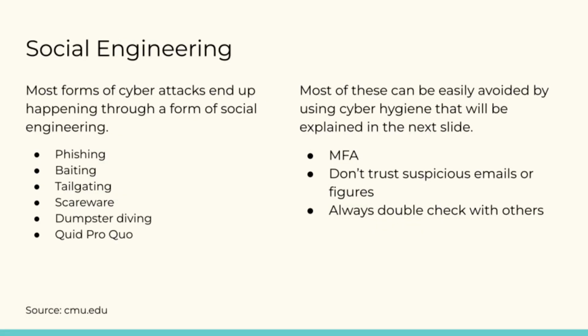Social engineering. Most forms of cyber attacks end up happening through a form of social engineering. Phishing, using fake emails to gain info. Baiting, luring someone with a false premise to gain info. Tailgating, gaining physical access to a building by going into restricted access areas through employees. Scareware, bombarding victims with false alarms to dupe victims into installing malware.